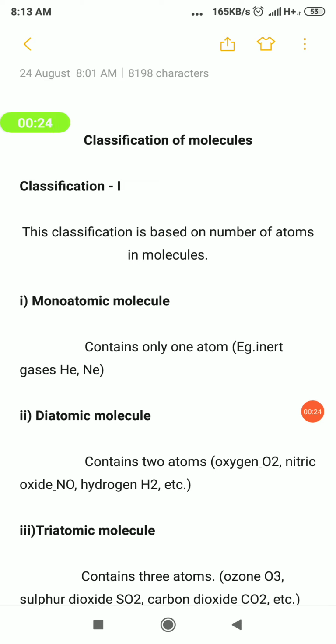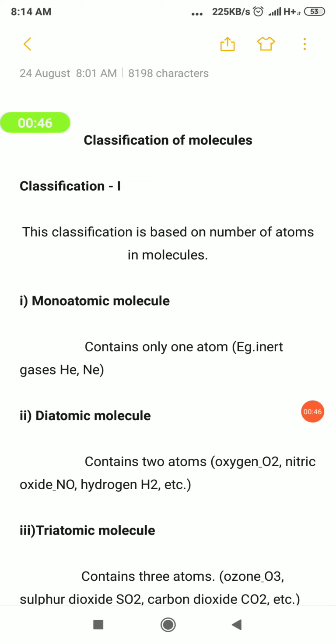Atom is a tiny particle. Matter is made by atoms. And we saw molecules too. What is a molecule? How is it formed? When atoms combine together in a fixed ratio, we get a molecule. Is it clear? Okay. Now, in this class, we are going to see the classification of molecules.